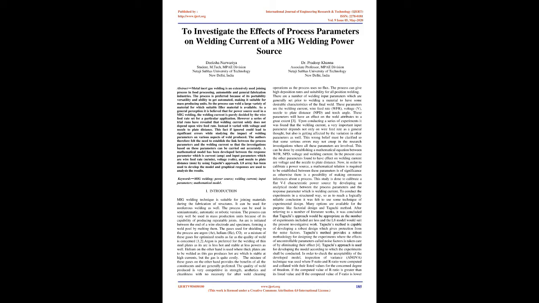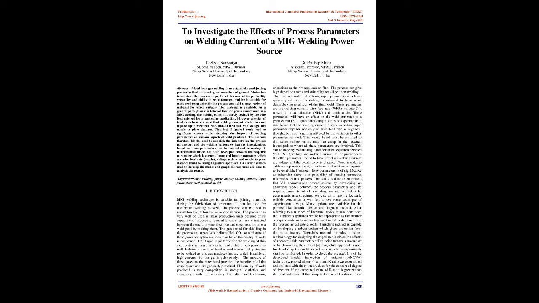As a general perception, it is believed that for power source used in a MIG welding, the welding current is purely decided by the wire feed rate set for a particular application. However, a series of trial runs have revealed that welding current solely does not depend upon wire feed rate. Instead, it varied with voltage and nozzle to plate distance.